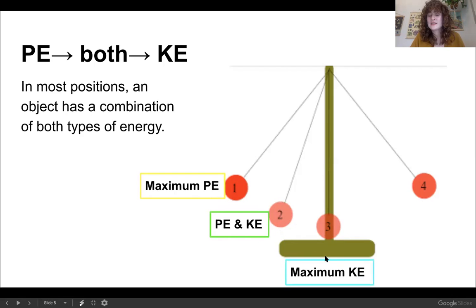At 3, this is its maximum kinetic energy. This is where the ball will be moving at the fastest speed before it starts to go up and slow down. And then 4 is basically the same as 1. It's at its highest point, it stops for a quick second, it has potential energy, and then it turns back down, turns back around, and goes through it again. Okay? So there's a million different positions in between all of these 4 points, and most of those have some potential and some kinetic energy. And all the while, it's kind of seesawing back and forth.